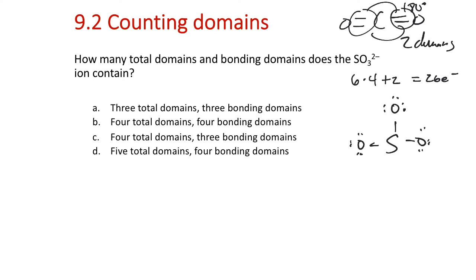And then for SO3, what's really important is that we recognize that 26 total electrons need to be distributed, and in my structure I have 24 electrons shown. So I need two extra electrons on sulfur. And that kicks this molecule into having four total domains. One of them is the non-bonding pair, and then two, three, and four.